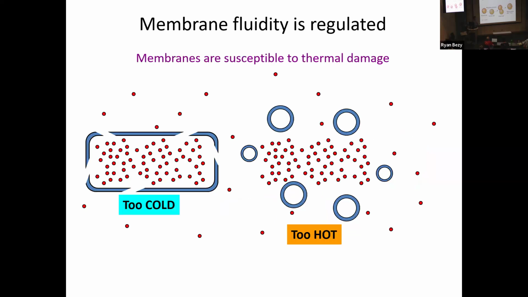Why is all of that important? Membrane fluidity is important. Membrane fluidity is regulated. If you do not have membrane fluidity, it is damaging to the cell. So for instance, membranes are susceptible to thermal damage. If you freeze a cell, you freeze its membranes. So for instance, in frostbite, the reason that frostbite is really bad is your cells freeze, but more specifically, the membranes freeze in place.